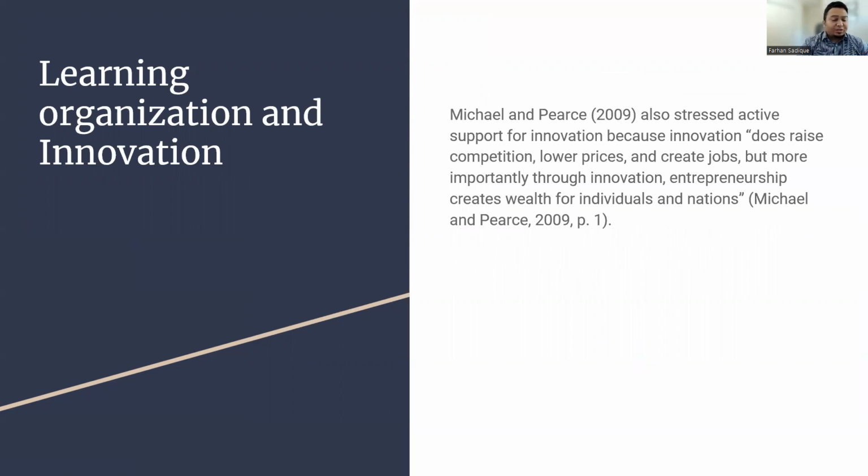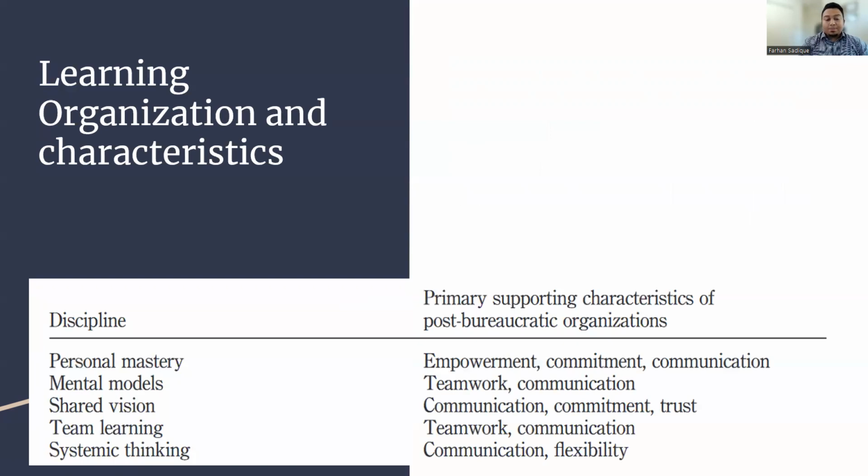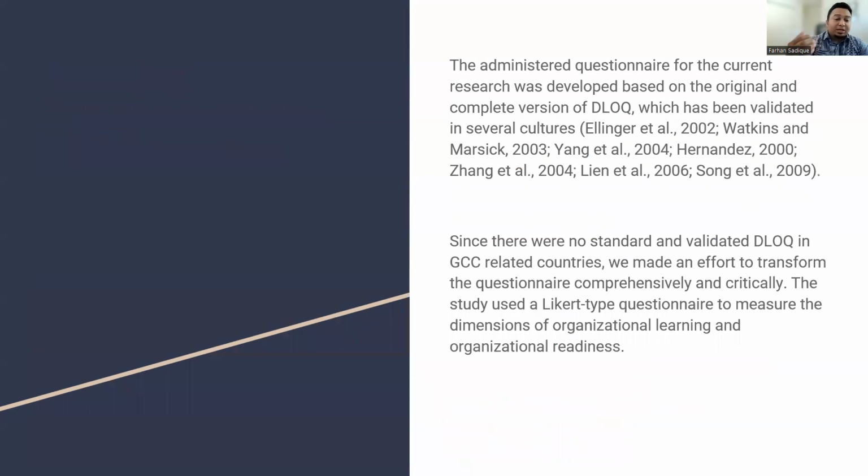The same, we found in different researchers. We looked into how different researchers looked into that same environment, how they analyzed or diagnosed the environment about learning organization. And most of the things authors looked into were active support for innovation, because innovation does raise competition, lower price, and create jobs. But more importantly, through innovation, entrepreneurship creates wealth for individuals and for nations. And looking into all those definitions, we also looked into the primary supporting characteristics. And what we found, beautifully, was that empowerment, commitment, trust, teamwork, communication, all those things are common with the beliefs of OD, or the values that OD practitioners and researchers believe in, and prefer to have while they implement the changes.